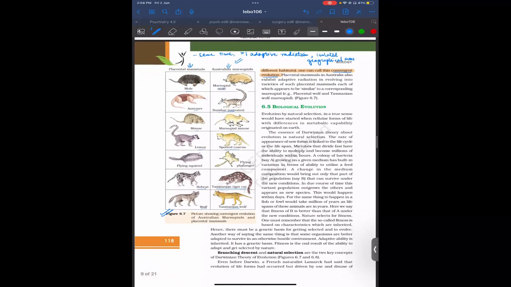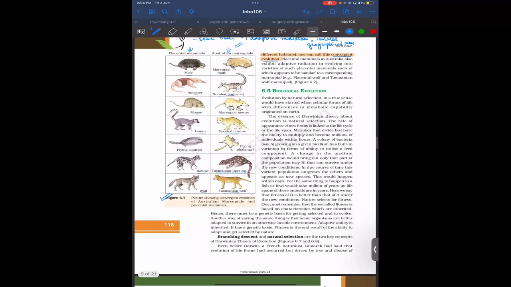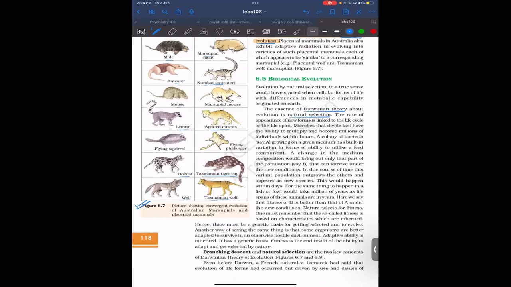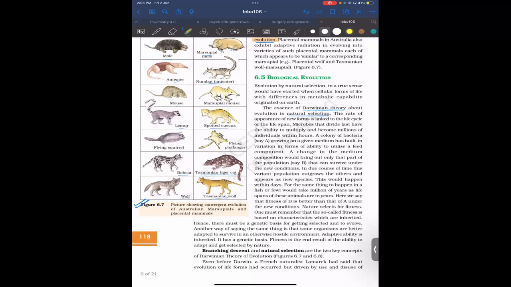Now we will continue to the next topic, that is 7.5, biological evolution. So the essence of Darwin's theory about evolution is natural selection. Here also one of the important statements is that the rate of appearance of new forms is linked to the life cycle or the lifespan.